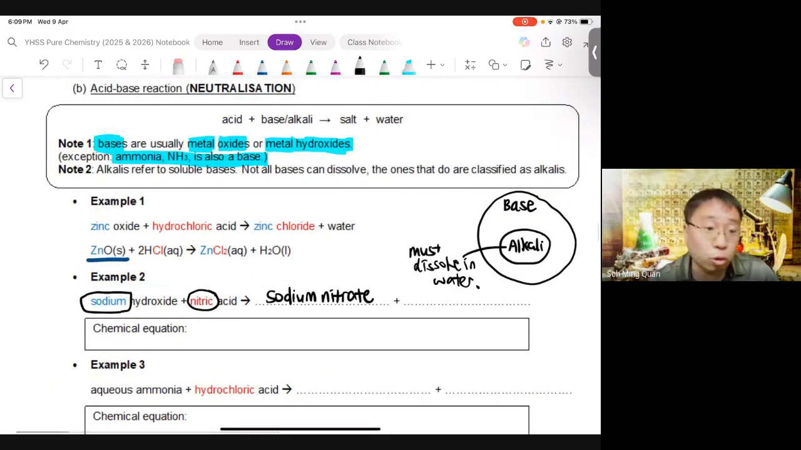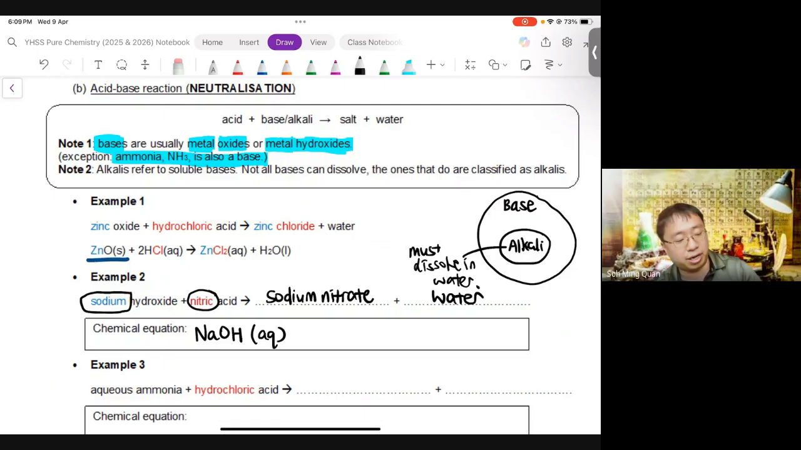Now, it's sodium hydroxide plus nitric acid. So this is neutralization because it produces salt, which is neutral, pH 7, and water, pH 7. So let's not forget the water as a product. Now we need to write the chemical equation. Sodium hydroxide is NaOH. Good to remember. Aqueous. Nitric acid, HNO3, aqueous. Arrow, it forms sodium nitrate, NaNO3 aqueous, plus H2O.